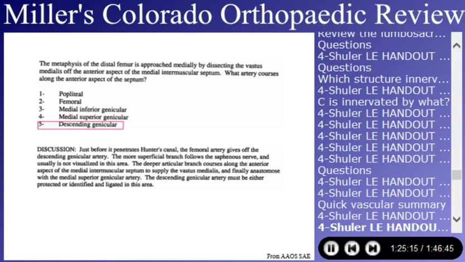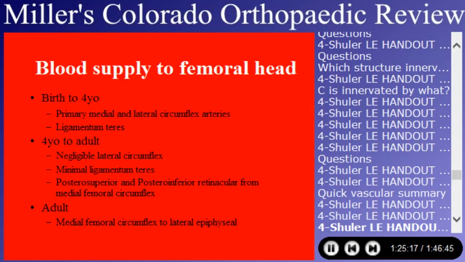Blood supply to the femoral head, key testable item, that's why I highlight in red. Birth to 4 years old, primary medial and lateral circumflex artery in addition to ligamentum teres. The test item always is this 4-year-old to adult. The reason this became important is because they started to do antegrade femoral nails in the pediatric population and it resulted in osteonecrosis of the femoral head. The reason why is because the blood supply there is your posterior superior, posterior inferior retinacular from the medial femoral circumflex. The posterior superior was the one that was damaged in the antegrade femoral nail placement.